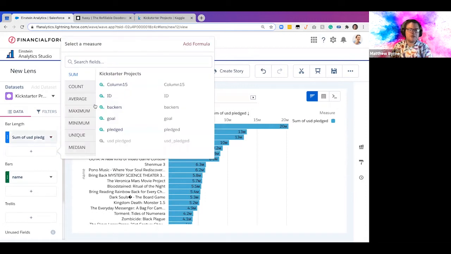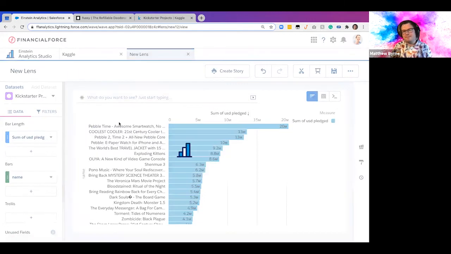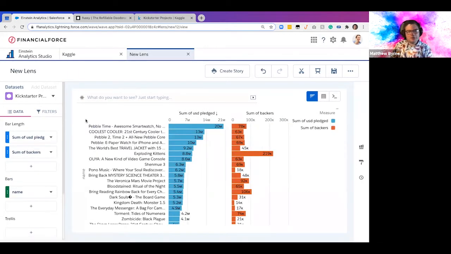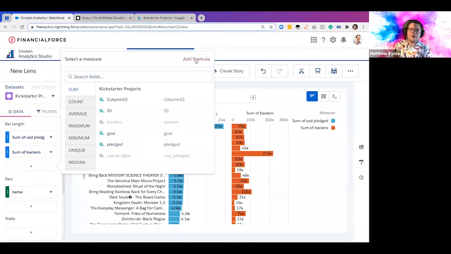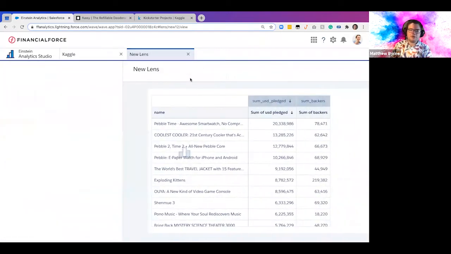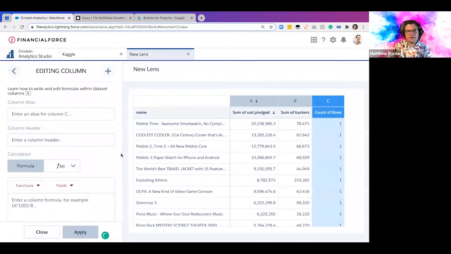Okay, so we can start to see this information. We can also put in there the number of backers, and if we wanted to with Einstein, we can also go in and add formulas where you can go beyond your data. So we can go in and we can add in a formula to work out as an average. Okay, now when you're building formulas, you're taking the letters from the top A and B, and we can just go, there's the number pledged, this is the amount of backers.